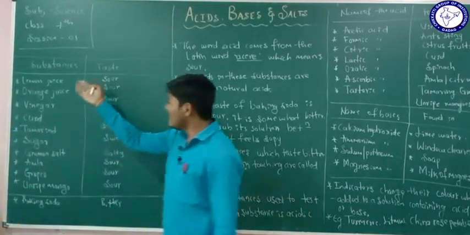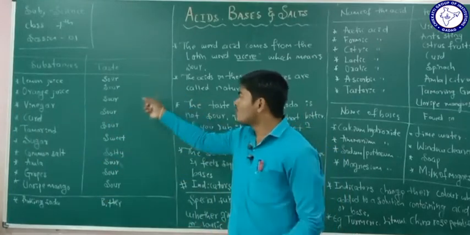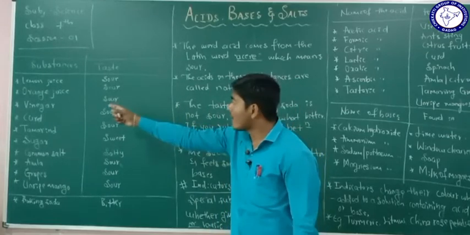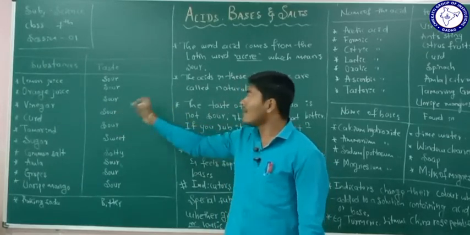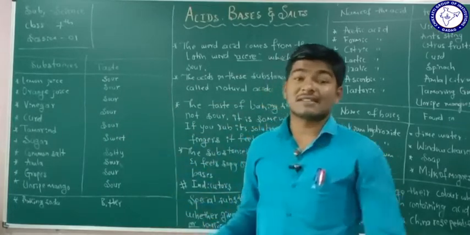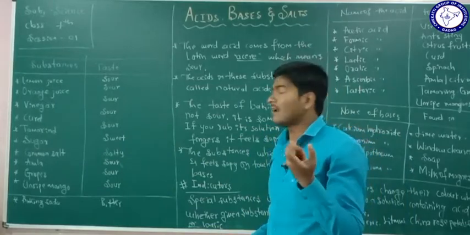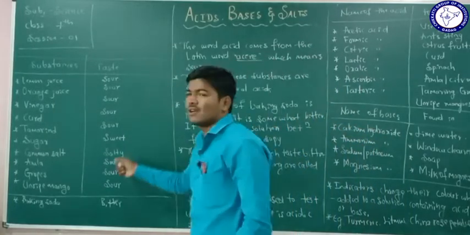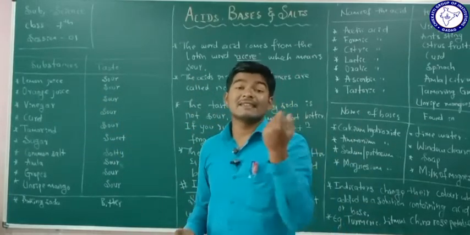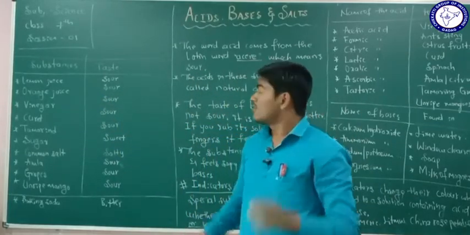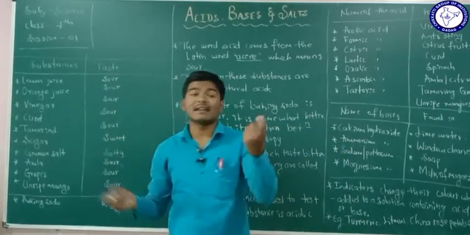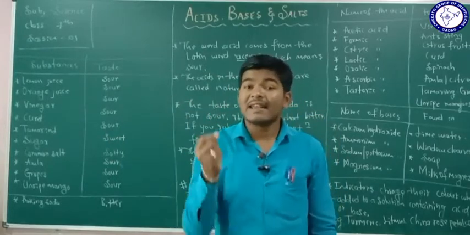So these are the daily usable materials. What is the taste here? They taste sour. Lemon juice tastes sour, orange juice tastes sour, vinegar tastes sour, curd tastes sour. Why do all these substances taste sour? What is the reason behind that? Because the substances which taste sour contain acids. Is it clear? So lemon juice, orange juice, vinegar and curd taste sour because they contain acids.